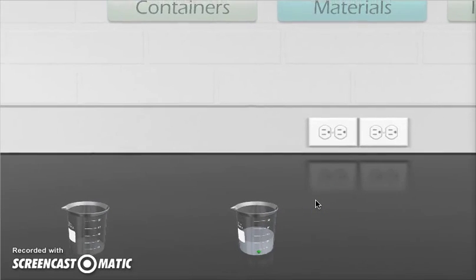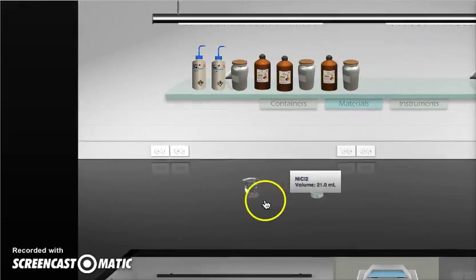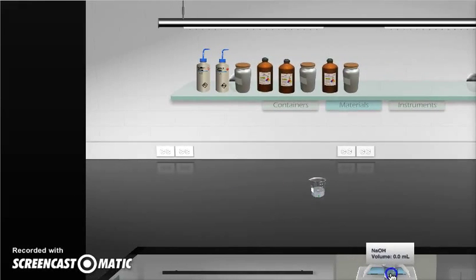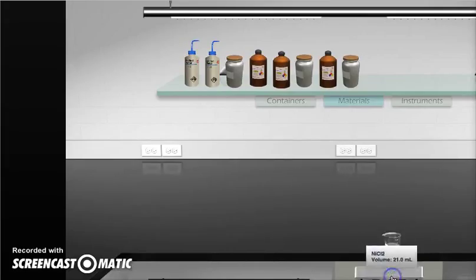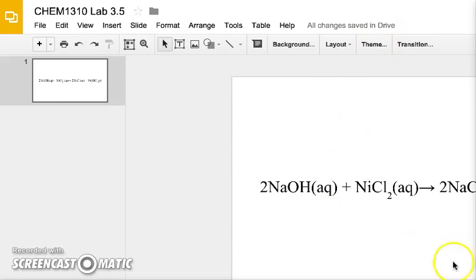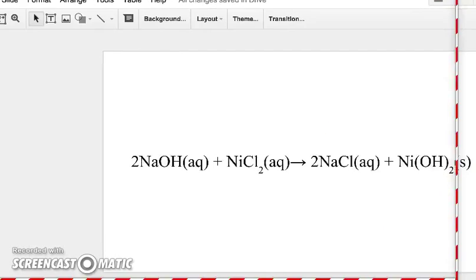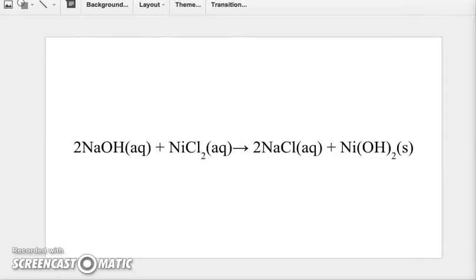So to complete this experiment, we're going to clear the workbench by dragging the contents to the waste bin. And now we're going to look at the equation for the reaction we performed. Here we see the balanced equation for the reaction we just performed.